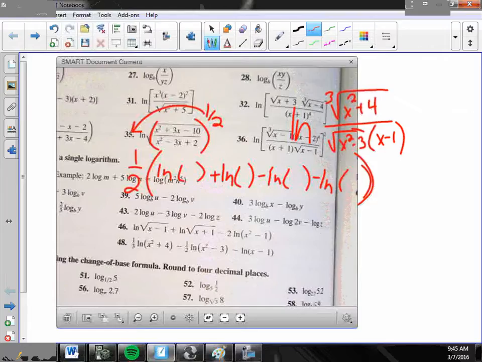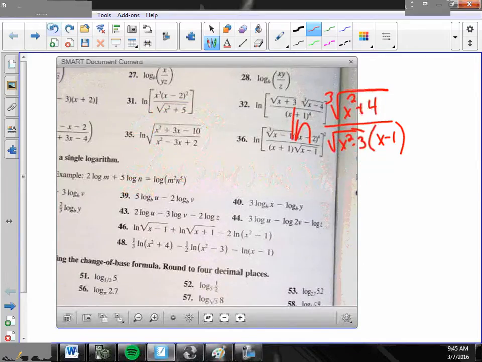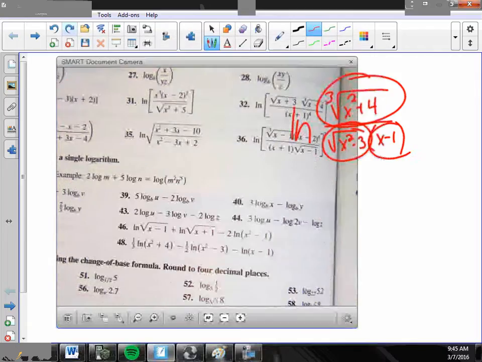Yes. So the first one goes on top. She's asking about 48. Let me go back to that answer. For 48, this one was a positive, so it's on top. And then this one was negative, so it goes on the bottom, and this one was negative, so it goes on the bottom. Does that make sense?